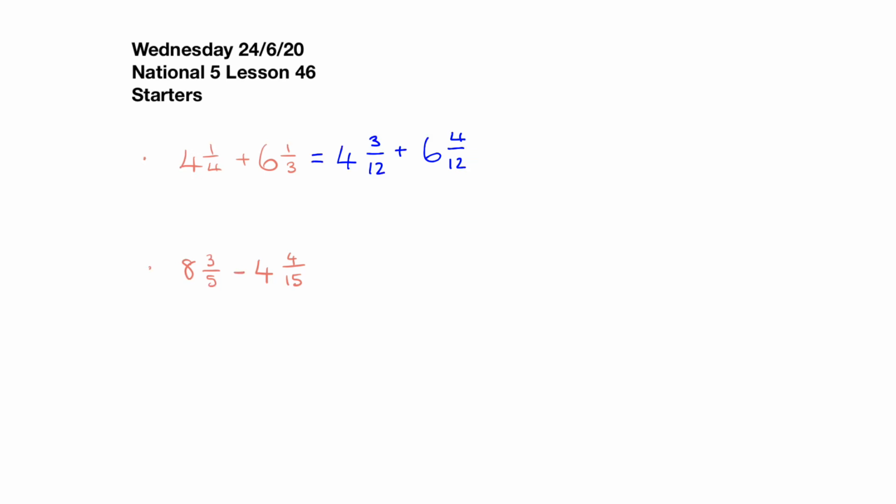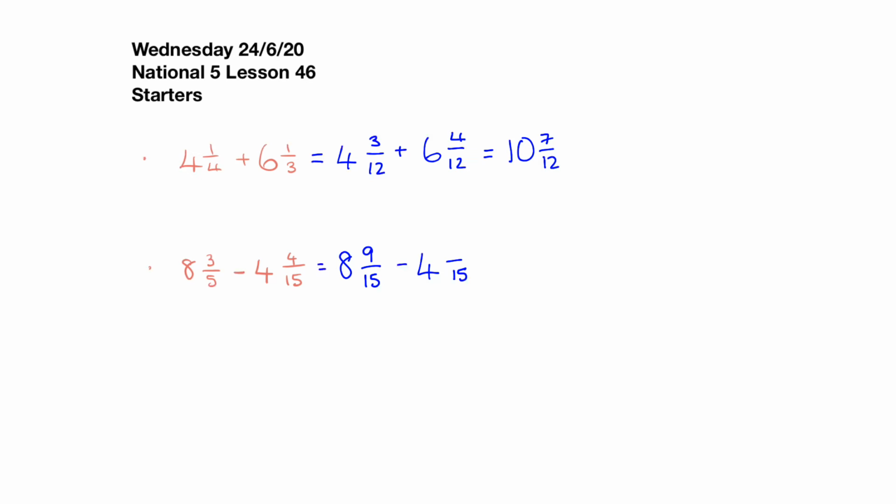So we've got 4 and 3 twelfths add 6 and 4 twelfths. So altogether we've got 10 and 7 twelfths. Okay, and then we've got 8 and 4 as our whole numbers, and then we need 15 as the common denominator here.